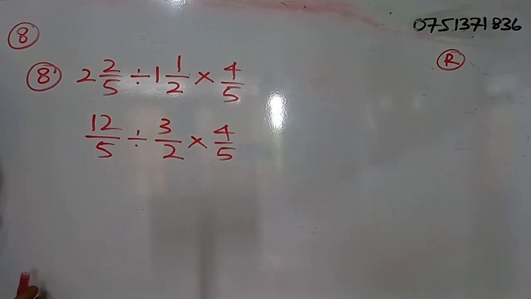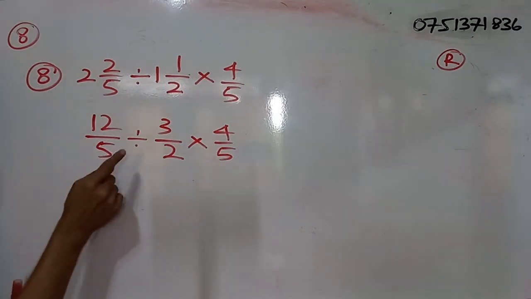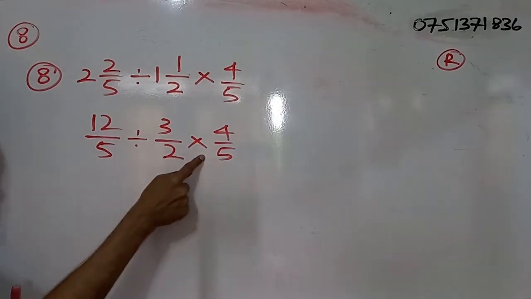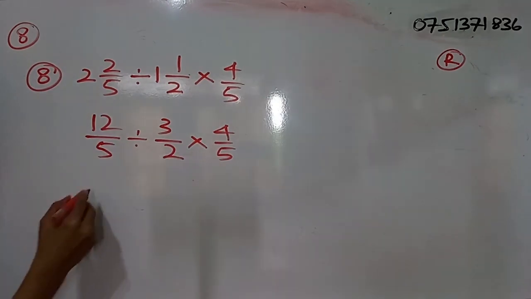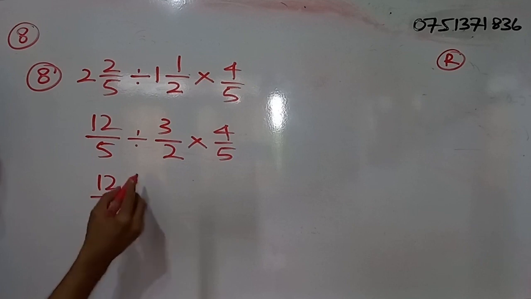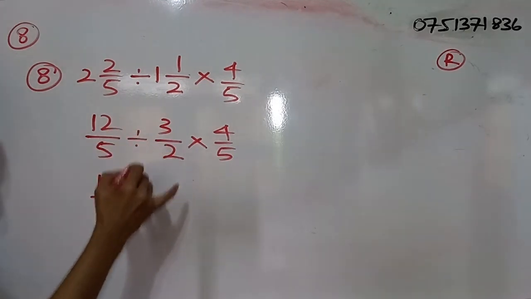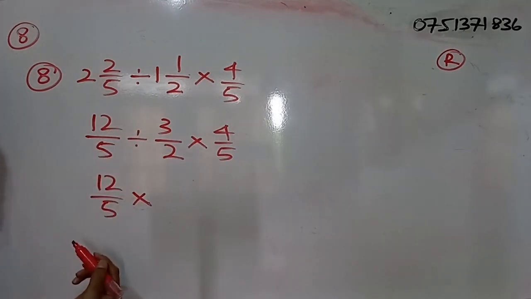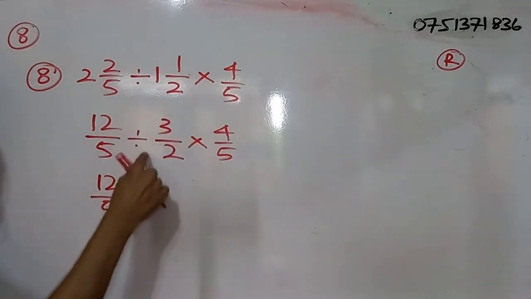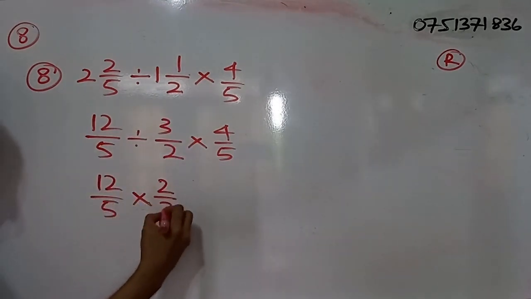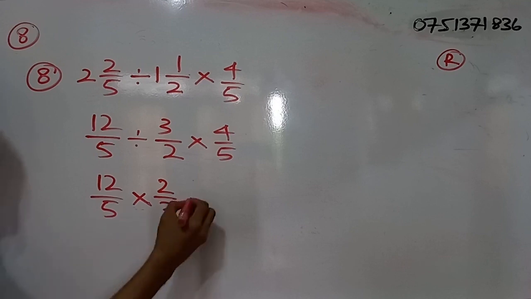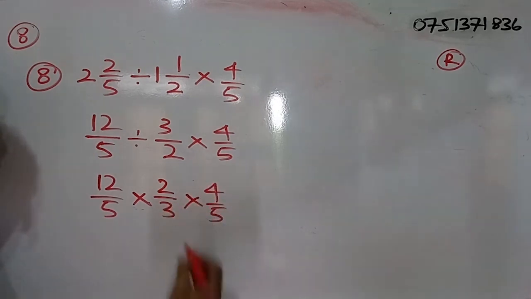Right, now we have to follow the BODMAS rule, right? So we have to simplify first the division, then we have to move to the multiplication part, right? So 12 by 5, I will replace the division into a multiplication symbol, then we have to write the reciprocal of 3 by 2. So it will be what? 2 by 3. Right, then here also 4 by 5.